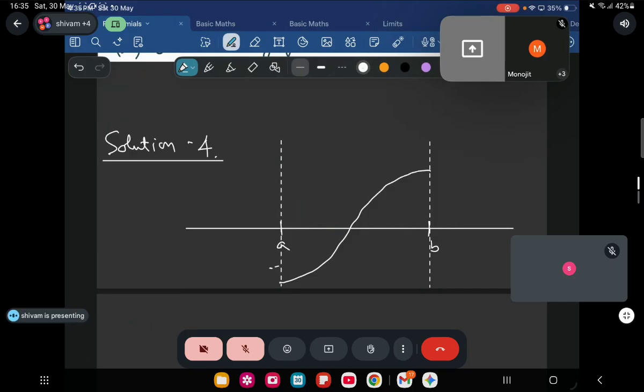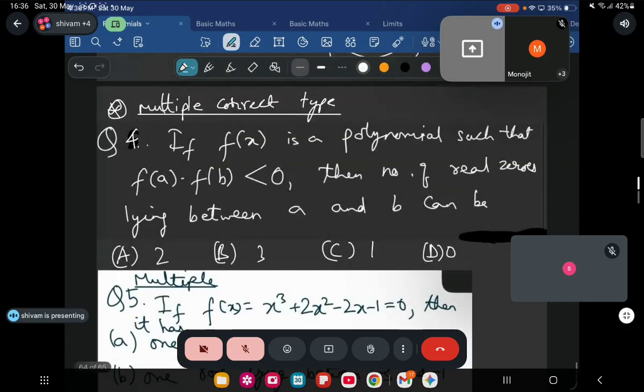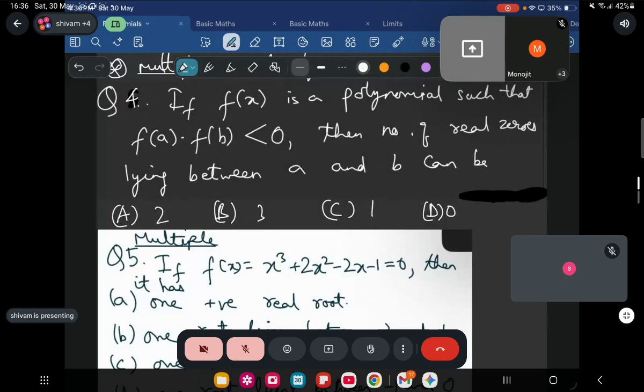Is it possible for it to have 0 roots? No, 0 is not even possible. 0 means what? It will never cross the x-axis. Is that ever possible? No, not possible. Right? Arush, are you getting it? Venkat, Shiru, Rishabh, are you getting the logic? Is it clear? Okay. So option C is definitely correct.